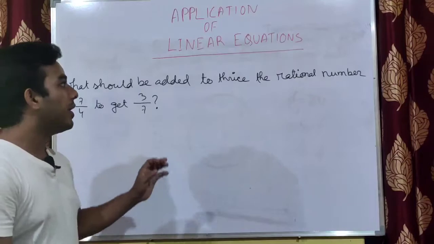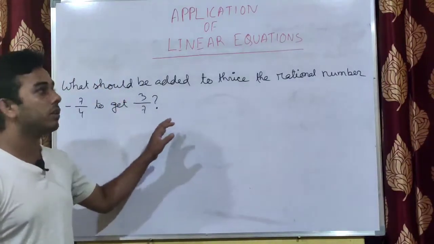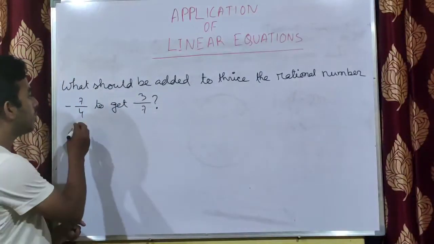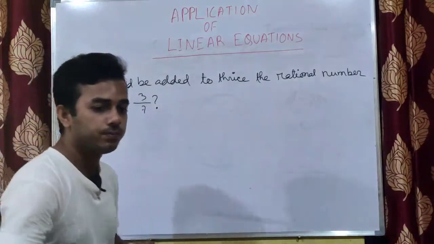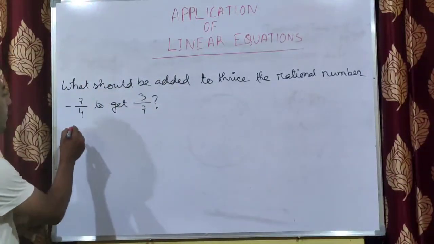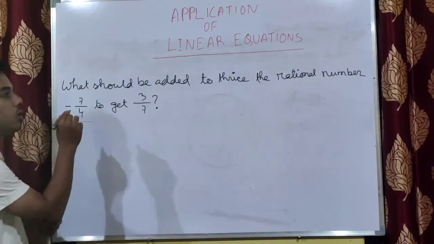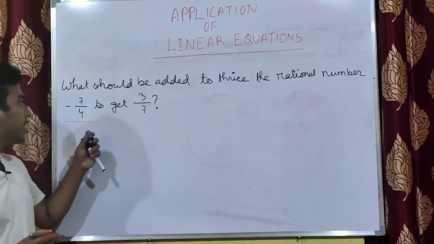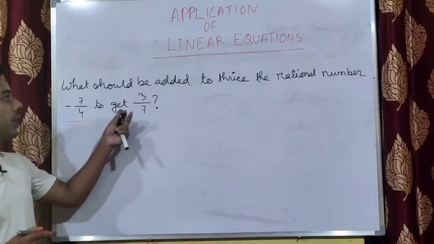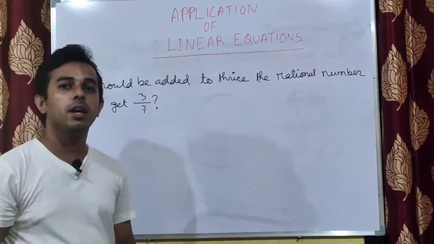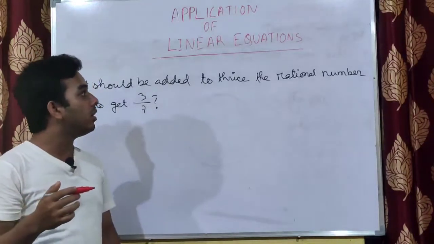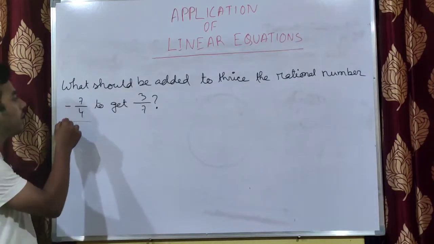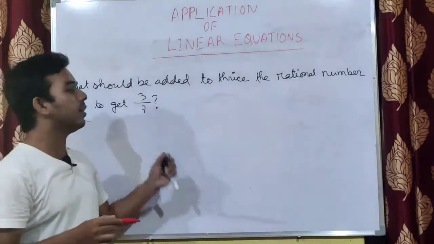Now what is asked in the question? What should be added to thrice the rational number? This minus 7 by 4 is the rational number, right? Now in the question it is asked which number should we add to thrice this number, thrice meaning triple of this number, to get 3 by 7. मतलब क्या है? मतलब कौन सा नंबर हम इस नंबर के साथ जोड़ेंगे to get 3 by 7.